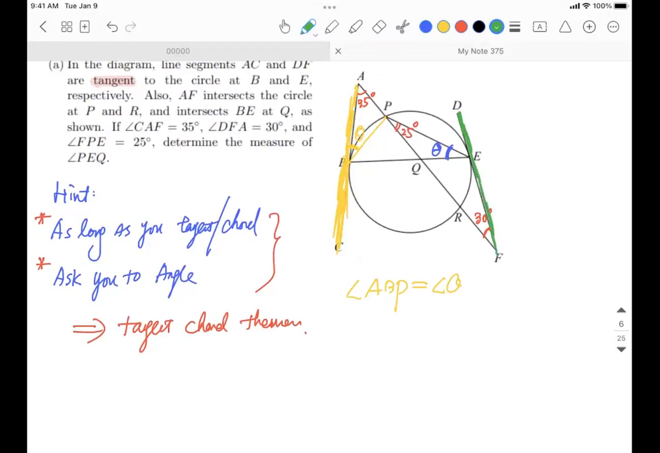For this DF, do I have a tangent chord angle? Is there anything I can do from that to make it work? Can I do exactly the same thing? I find a tangent chord angle and, taking from there, figure out another angle or something.